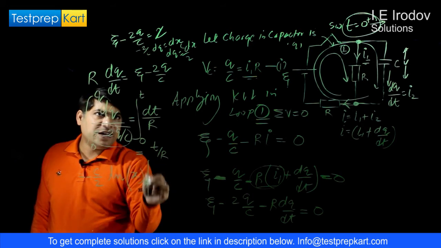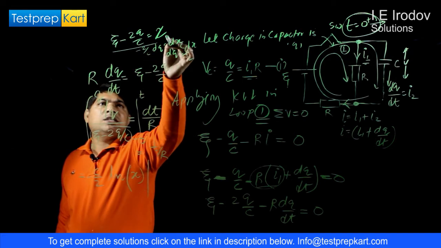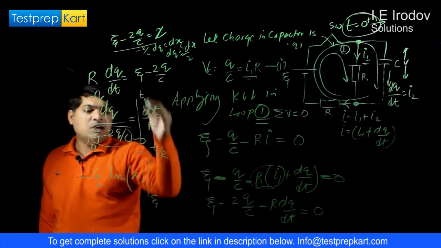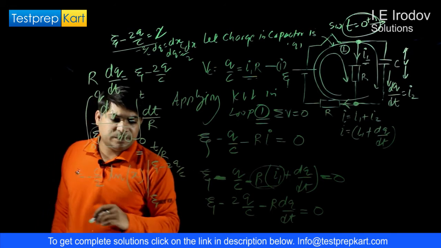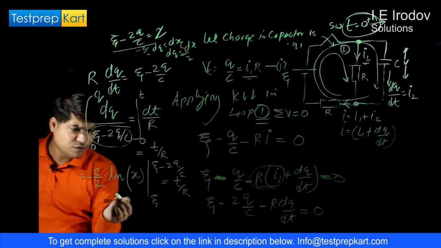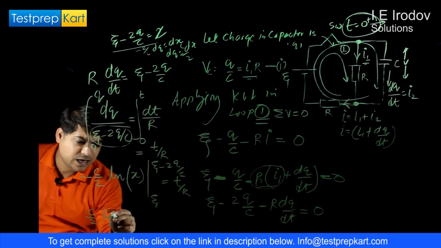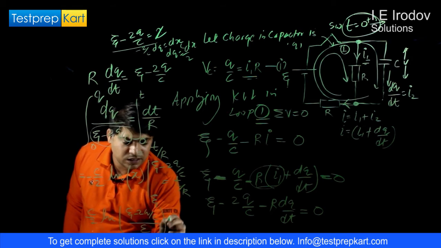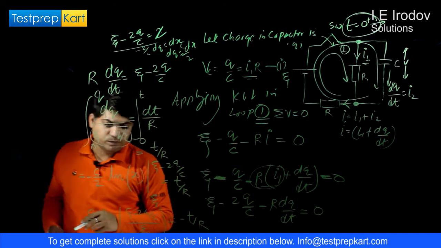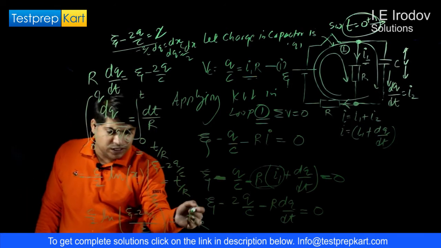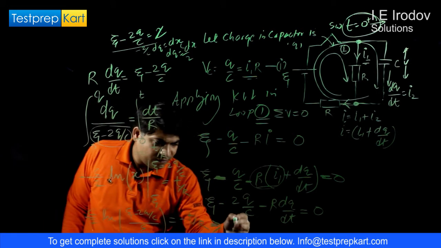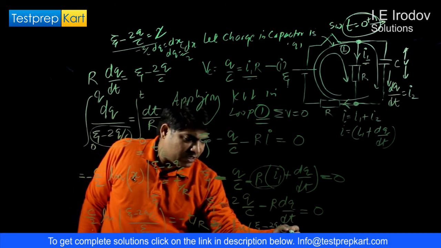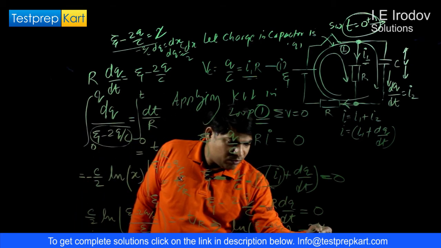If we replace E minus 2q over C as x, then when q is equal to 0, x is equal to E, and when the charge is q, x is equal to E minus 2q upon C. That is equal to t upon R. So from here we get C by 2 ln of (E minus 2q upon C) upon E equals minus t over R. This factor can also be moved to the other side, so we get ln of (E minus 2q by C) over E equals minus 2t over RC.